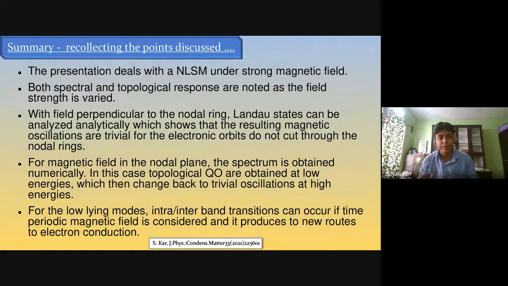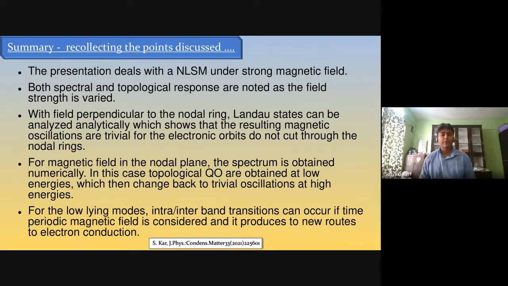So just very briefly, I'll summarize. We're talking about a nodal line semimetal under a strong magnetic field. We talked about the spectral and topological responses, and as the magnetic field strength is varied, we considered two cases. One is magnetic field perpendicular to the nodal ring, another is magnetic field parallel to the nodal ring. For perpendicular to the nodal ring, you can have trivial magnetic oscillations. For parallel, you can have non-trivial magnetic oscillations if my energy is low.